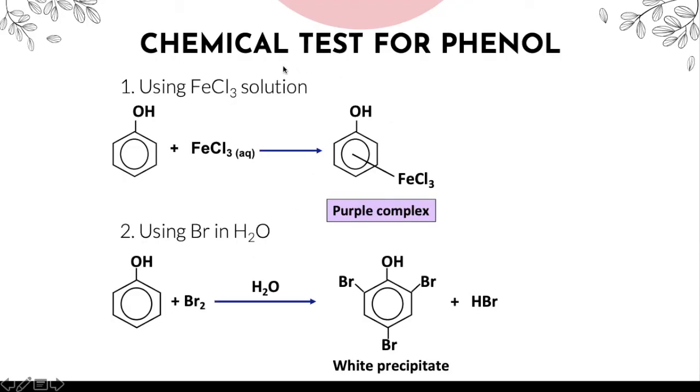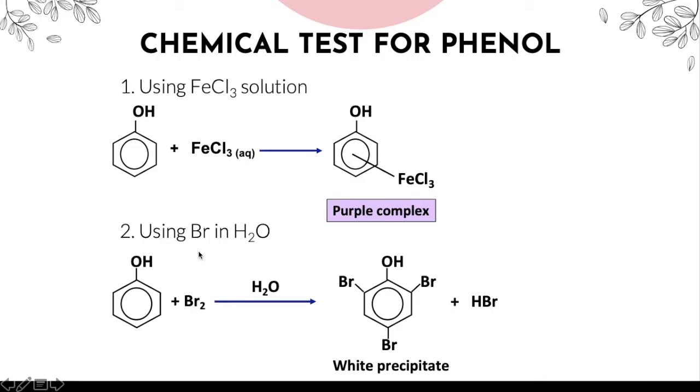Chemical test for phenol. There are two chemical tests that can be done for phenol. First, we use FeCl3 solution and bromine in water. Phenol reacts with aqueous FeCl3. It will form a purple complex. This drawing means FeCl3 is in the benzene ring. It is a purple complex. So it means FeCl3 won't replace any atom, won't attach anywhere. This compound is just in the benzene ring.